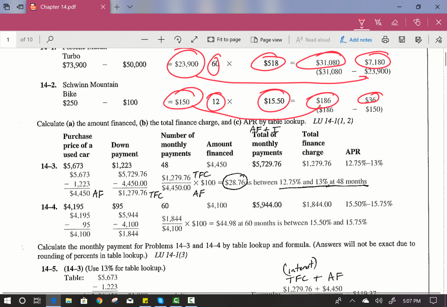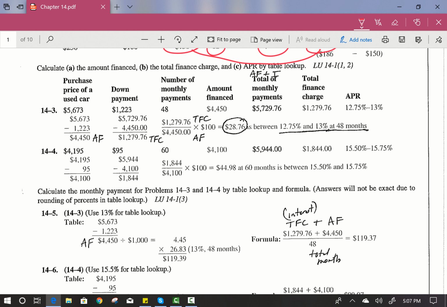Okay, now let's go ahead and look at the next component. Number 3 and 4, we're going to calculate 3 items. We're going to calculate, first of all, the amount financed. Then we're going to calculate the total finance charge, or amount of interest, and then the APR by a table lookup. Okay, so first of all, let's calculate the amount financed, which is right here. And we have the purchase price of a vehicle of $5,673, less a down payment of $1,223. That's going to give us the amount financed of $4,450.